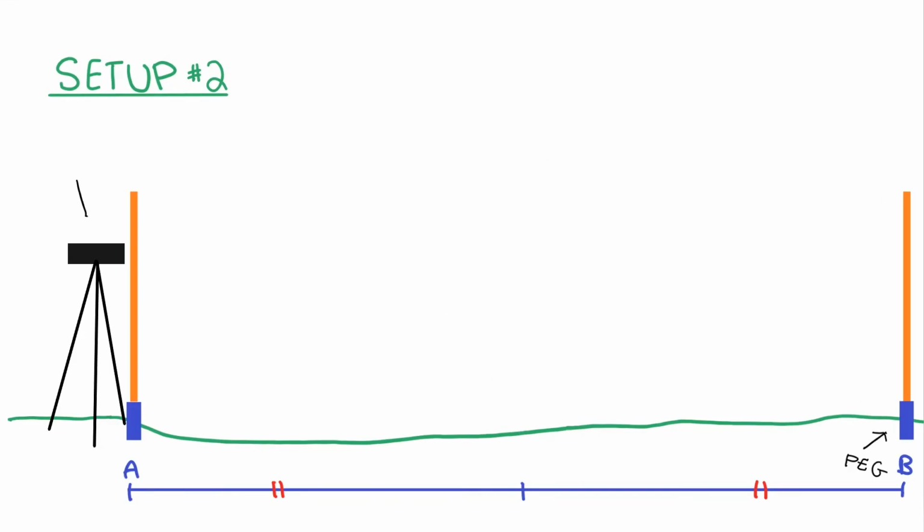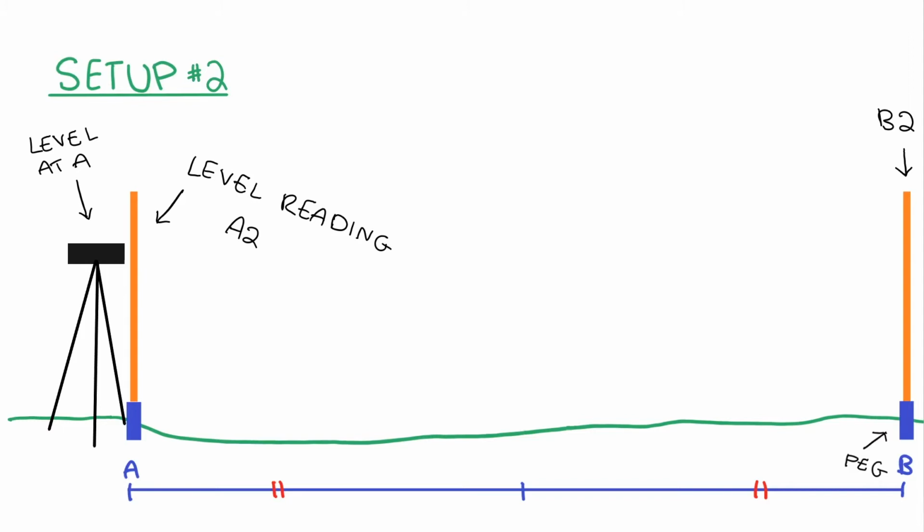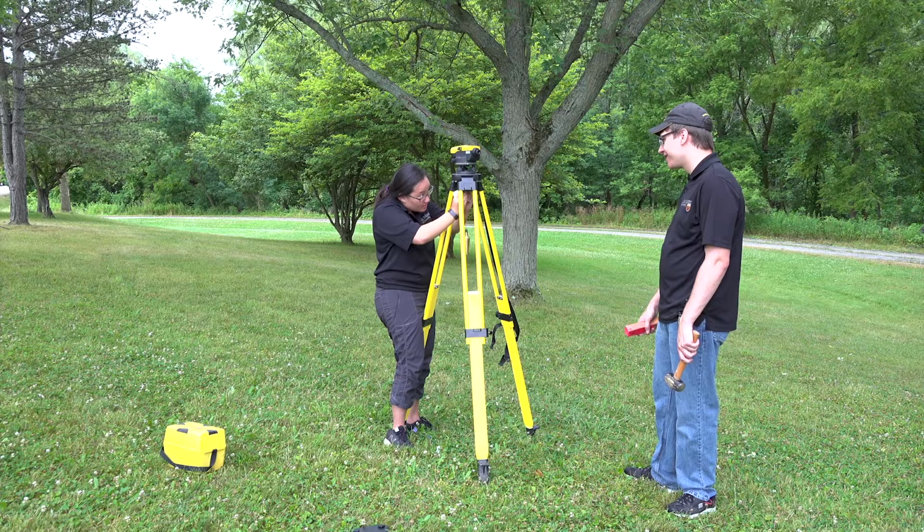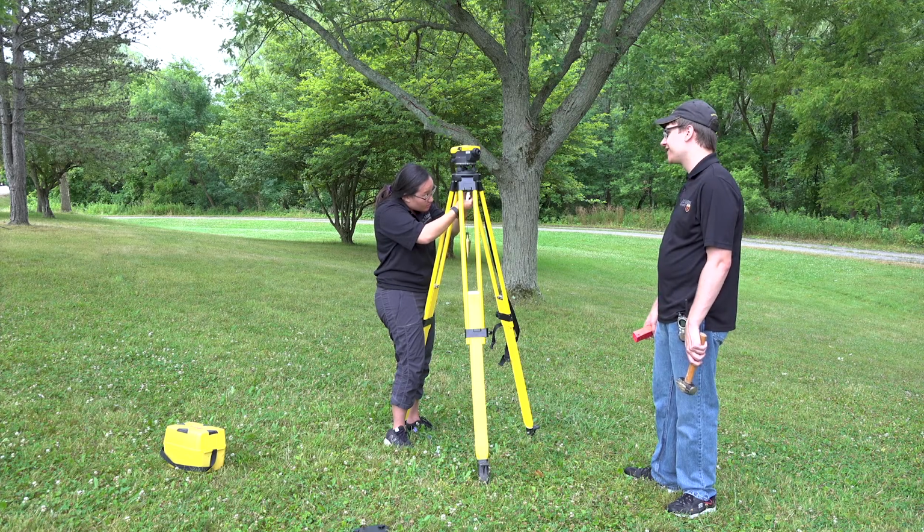Second, the level is set up at point A. From this level location, a reading is taken again at point A. We will call this reading A2. A reading is also taken at point B. We'll call this reading B2. Once these values have been measured, the error in the instrument can be quantified. Let's show how this is done in the field.